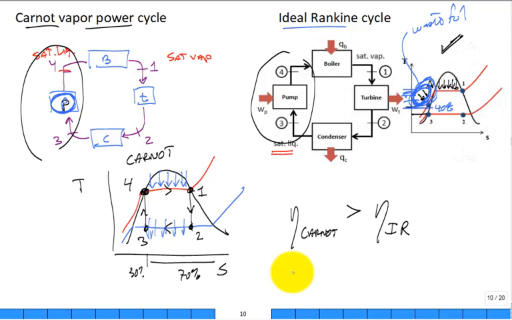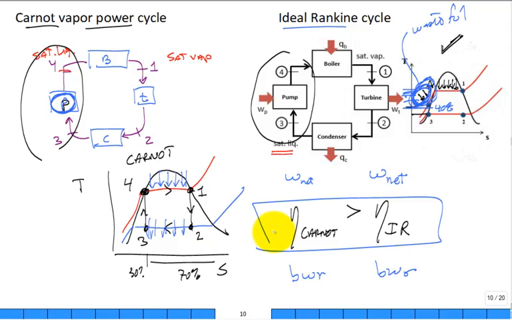Let's compare this. The back work ratios, and our other metric was the work net out per mass flow rate for these two cycles. This one is the obvious one. Everybody, Carnot is going to beat out the Rankine, no problem, on the thermal efficiency. But what about the back work ratio for the Carnot and the back work ratio of the ideal Rankine? You have to have more insight, I think, to really answer that question. But think about, do you think that you're going to have to feed a lot more work to the pump in this Carnot?